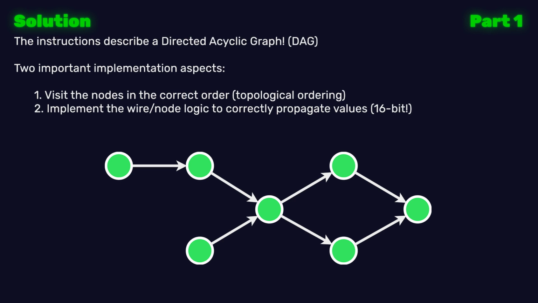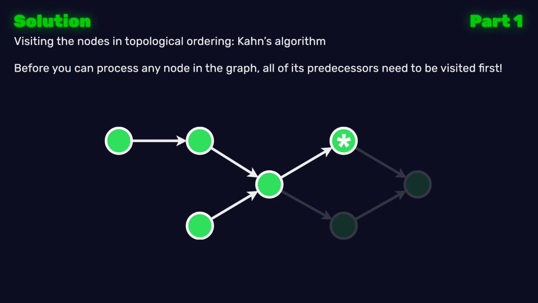The next step, then, is to deal with two important implementation aspects. The first being that we need to visit the nodes in the correct order, which shall be the topological order. Secondly, we of course need to implement the wire and node logic correctly to propagate those 16-bit values from wire to wire. Let's start with tackling the first challenge, visiting the nodes in topological ordering.